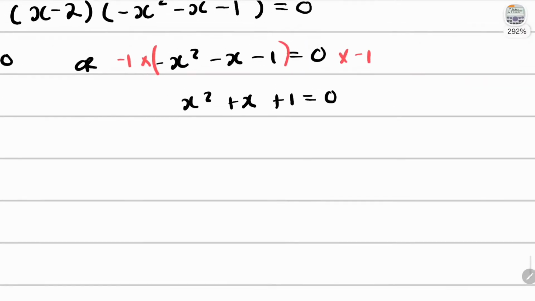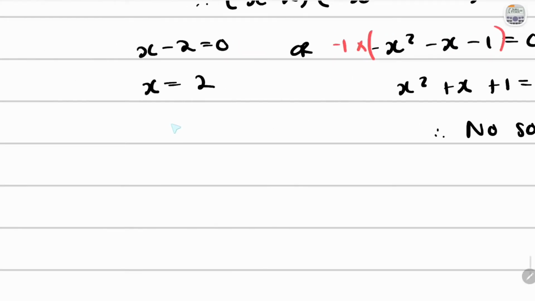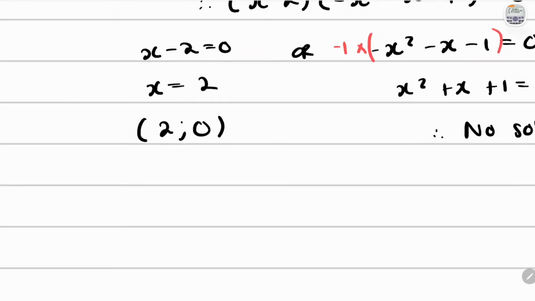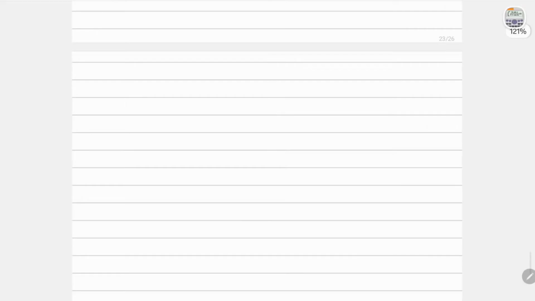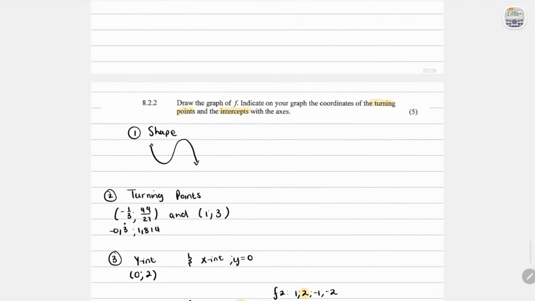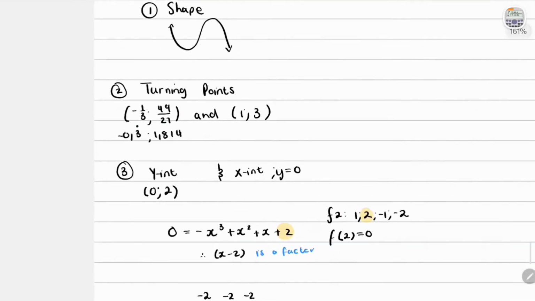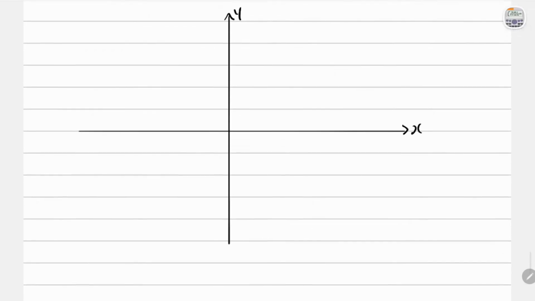Okay, so that's something that you can just do on the calculator. So here we will say there are no solutions. Okay, no solution. And the only x-intercept we have is 2 and 0. Okay, let's go ahead and sketch our graph. So we can start off by drawing our x and y axis. And now, okay, that's our y, that's our x. And we can just focus on putting down the important points, really. Okay, so first start with your turning points. That is going to be about -0.3 and 1.8. So let's just find out where that is here.